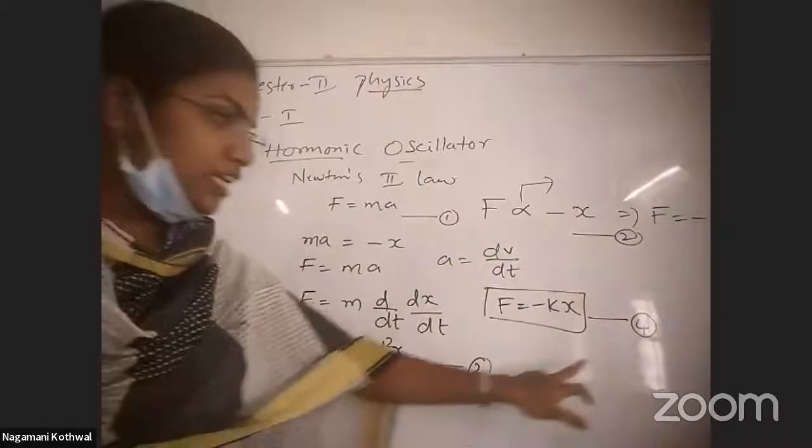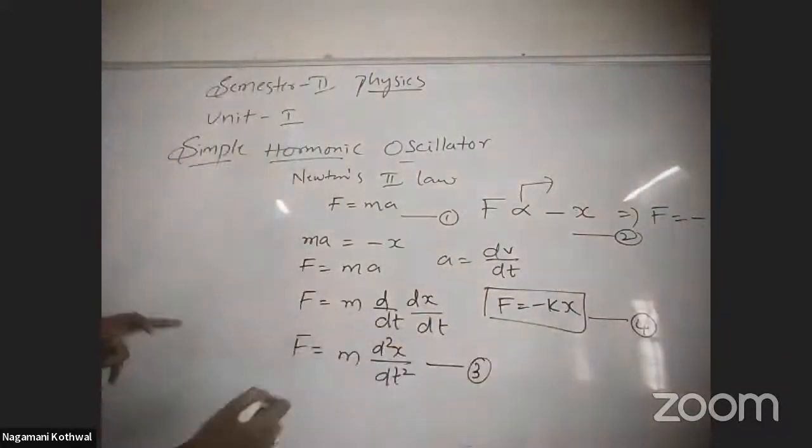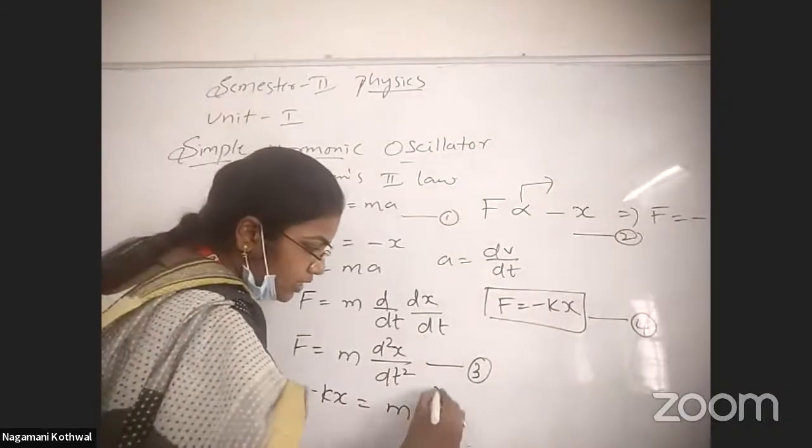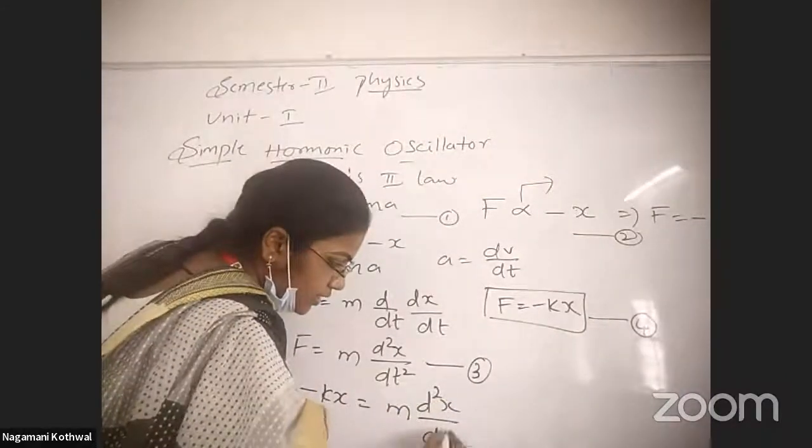Thank you. Okay. Now just compare these two equations, 3 and 4. What can you write? Minus kx is equal to m into d square x by dt square.